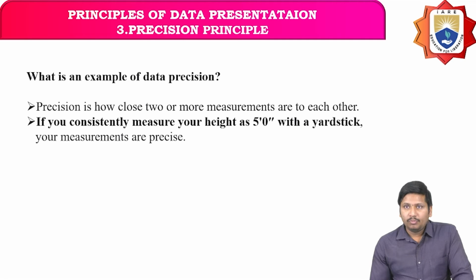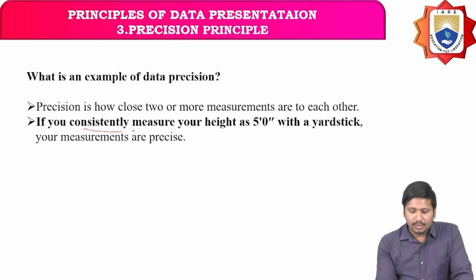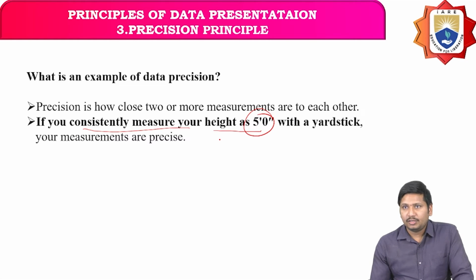And what is the example of this data precision is the next one. So the precision is just now what I said, how close two or more measurements are to each other. That should be the precision. So if you consistently measure your height as 5, right, with a yardstick, your measurements are the precision, right?